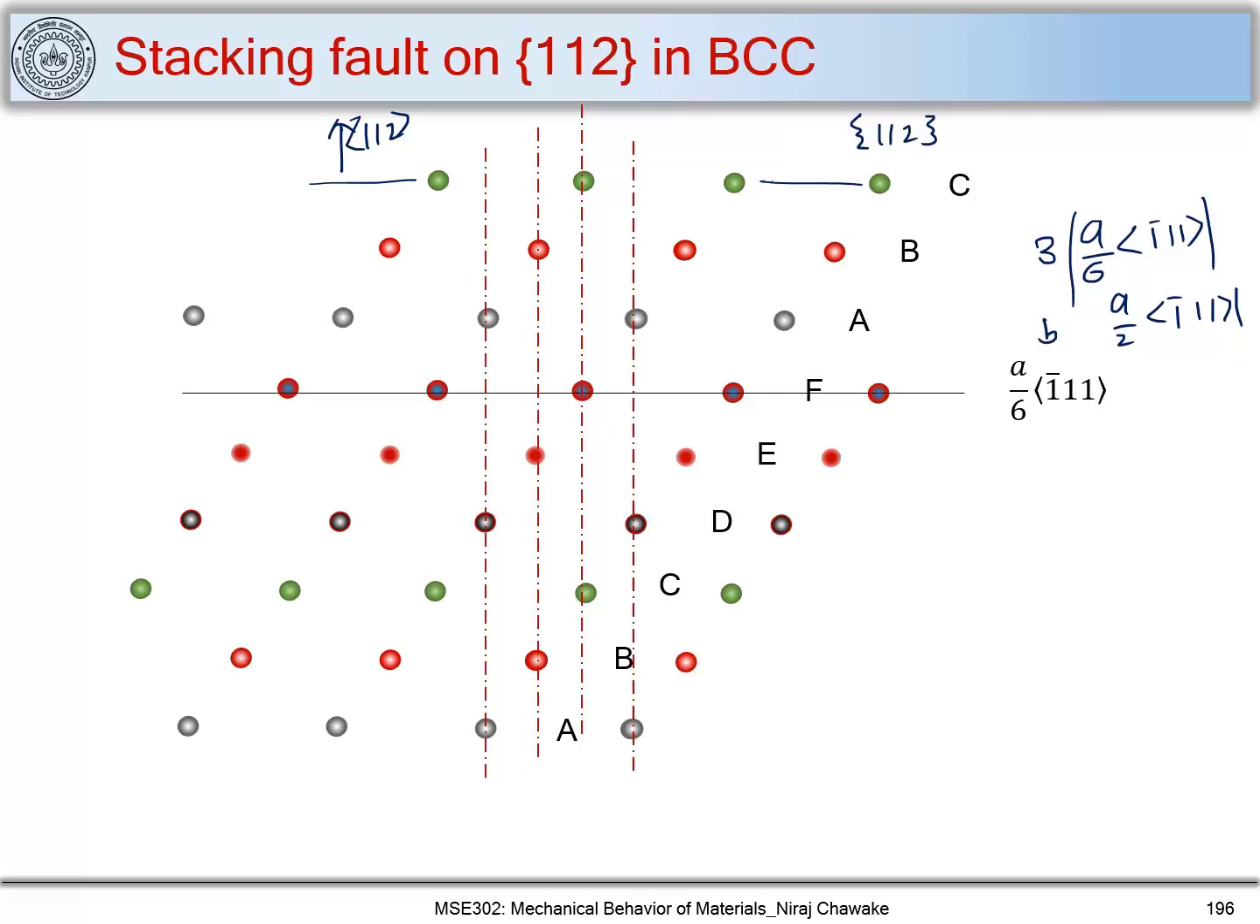So this is nothing but our Burgers vector, and thus when I move by a/6 [-111] direction, you create energy configurations which are unstable, or which are high energy configurations. Thus we can say that one atomic layer of stacking fault is not possible in case of BCC when I'm talking about 112 type of planes. So we have 112 type of planes, and glide occurs along 111 directions.